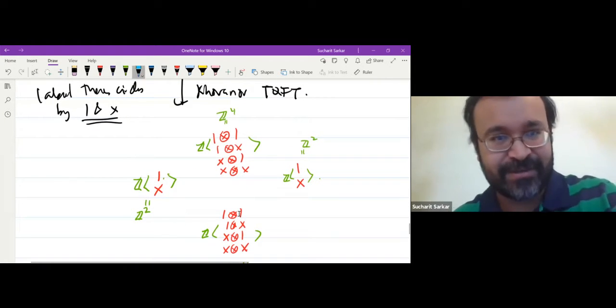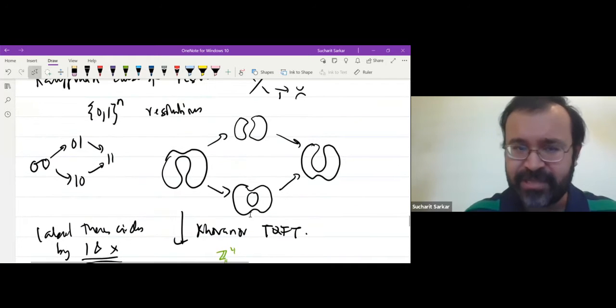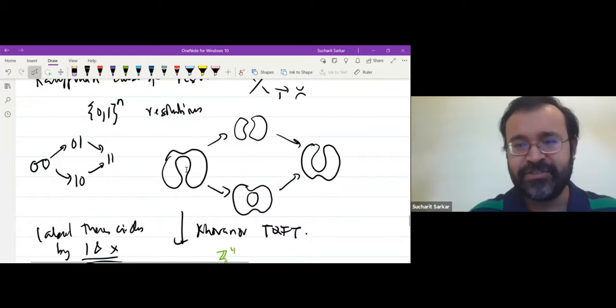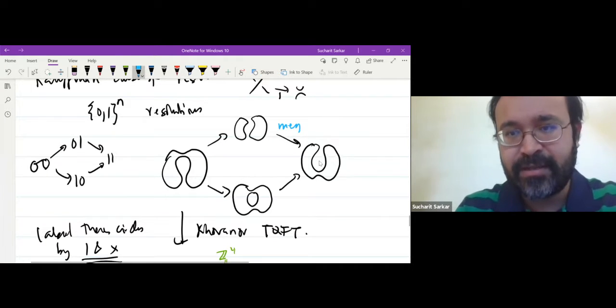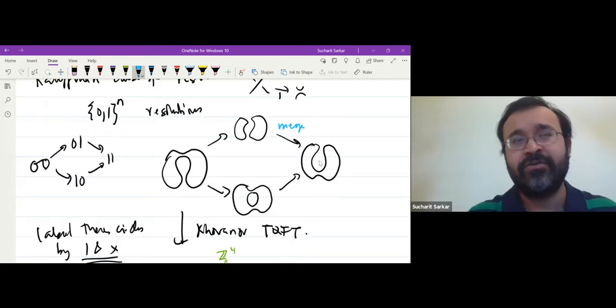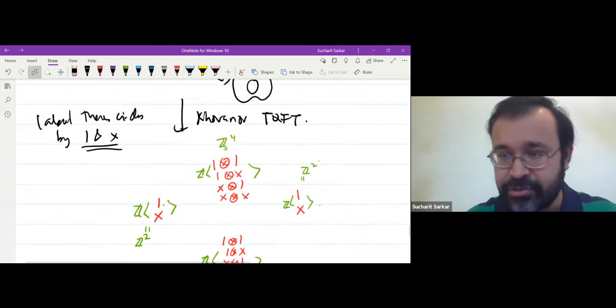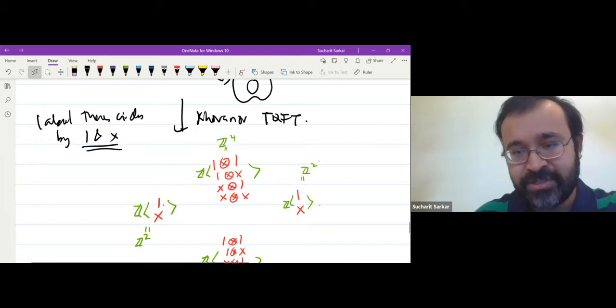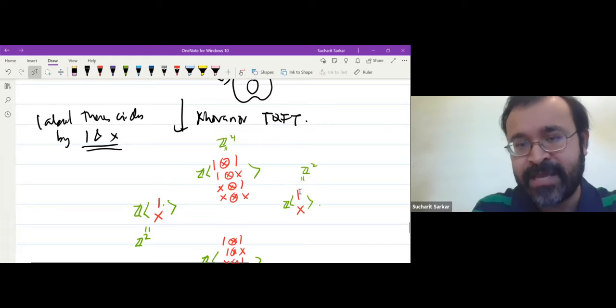Okay, let me choose a different color. So now as you travel along the edges, look at any edge. There are 2 possible things that can happen. One thing is that you can merge. So here you are taking 2 circles and merging them to form a single circle. So as you travel along an edge, you might be merging circles. Well, if you do, you just multiply. So if these 2 circles are both 1, you just multiply that to become 1.